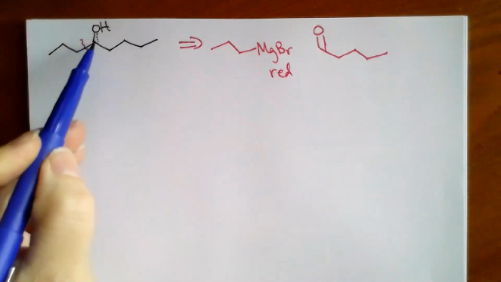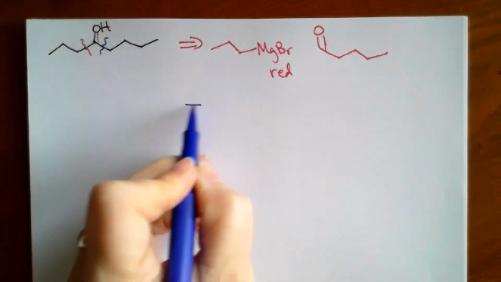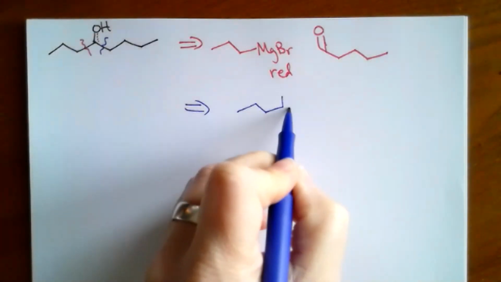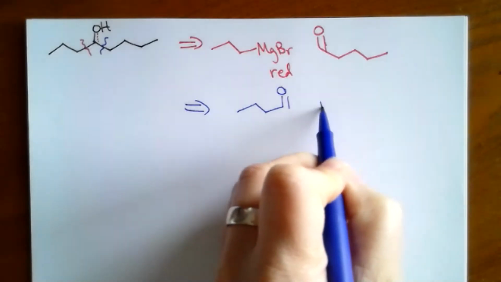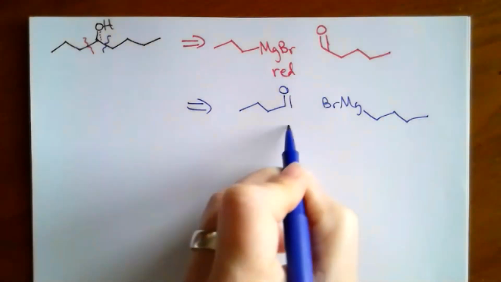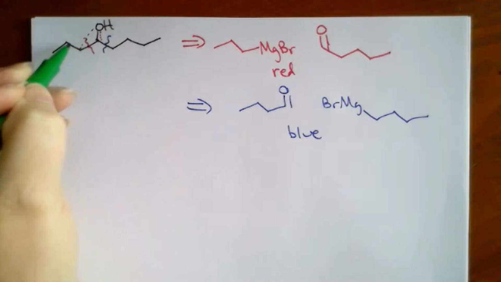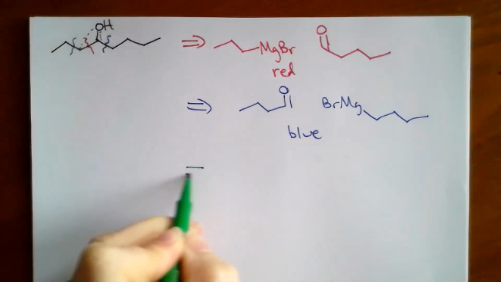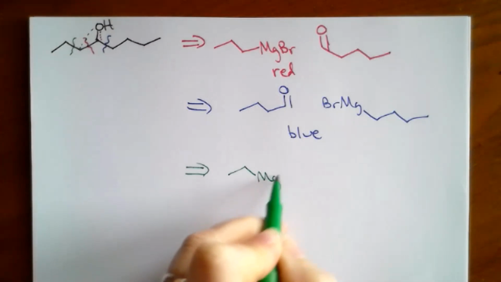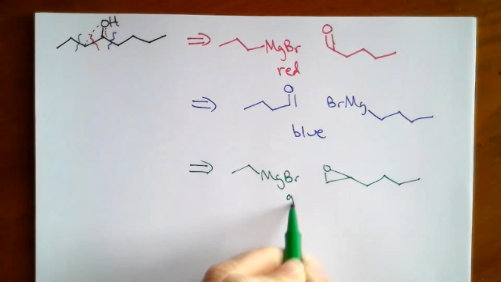Another carbonyl option, carbonyl here. Imagine breaking and making that bond. This is my carbonyl reacting with this Grignard. This is blue, if you can't tell. That's all of my carbonyl options for this one. But I do have epoxide options, like this one. That's green.